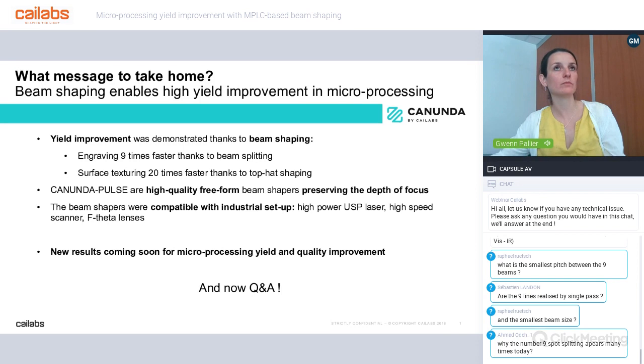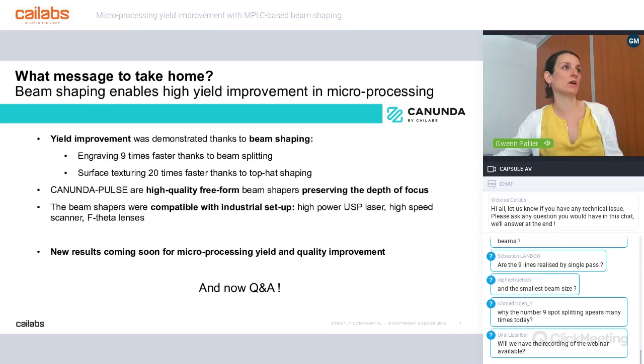Just as a short conclusion, we have demonstrated that it's possible with beam shaping to improve the yield with 2 different strategies, one with beam splitting, the other one with top hat shaping, and for 2 different applications, engraving and surface texturing. And in both cases, we used really high quality free-form beam shapers, preserving the depth of focus, compatible with industrial setups. So I hope that we will have new results, as Girolamo and Jerome were mentioning, with our partners to keep improving the process yield and the quality.